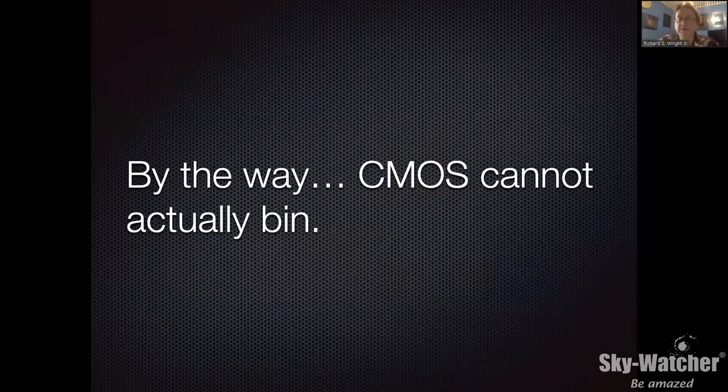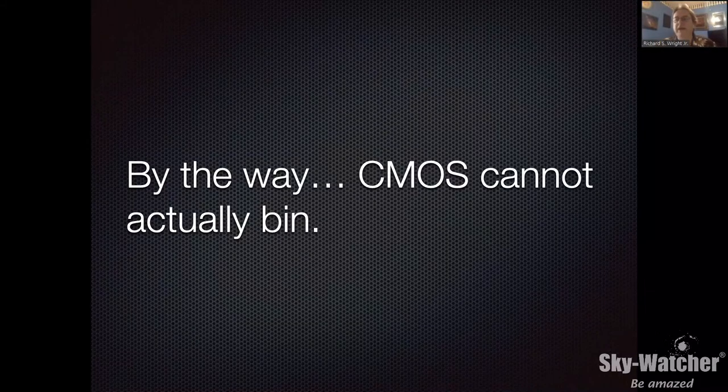By the way, CMOS cameras cannot actually bin. And you're like, no, that's not true. I got 2x2 and 4x4 binning. Yeah, but they're being binned in firmware. They're not being binned on the sensor. And because of that, you don't get the read noise advantage from binning. You do get a smaller image. And if it's done in the firmware on the camera, you might get a faster download. But you are not getting the read noise advantage from binning on a CMOS that you would on a CCD.